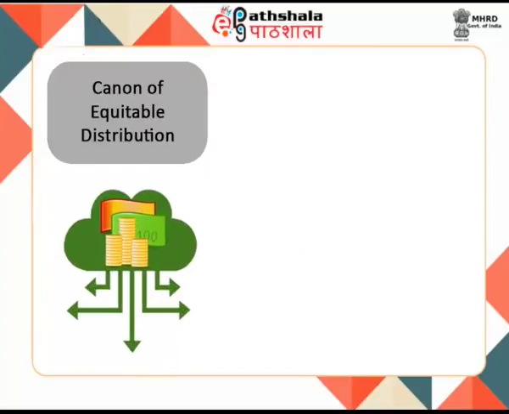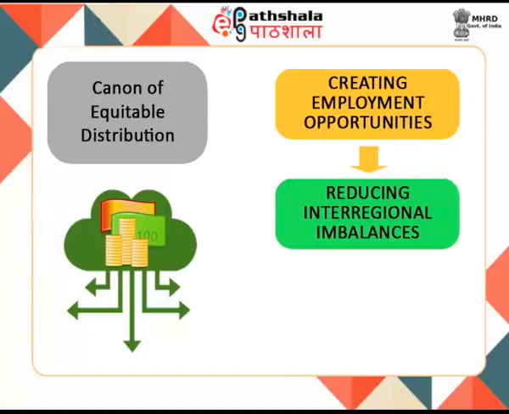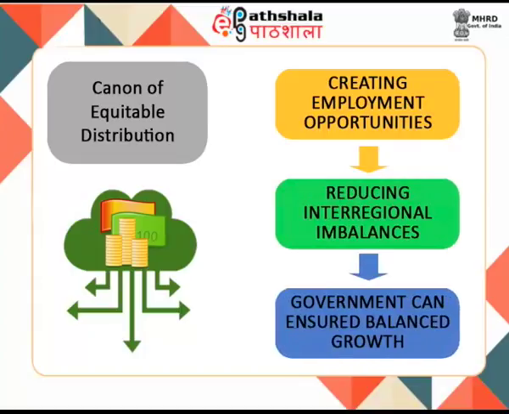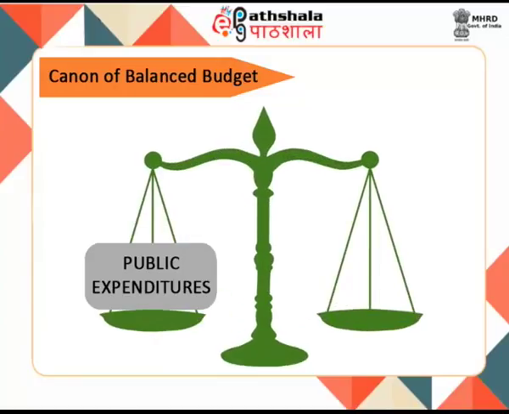Canon of equitable distribution. Public expenditure should encourage equitable distribution of income and wealth in an economy. By creating employment opportunities and reducing interregional imbalances, the government can ensure balanced growth. Canon of balanced budget. The government must work towards ensuring that its public expenditures are matched by its revenues to avoid deficits and debt burdens.